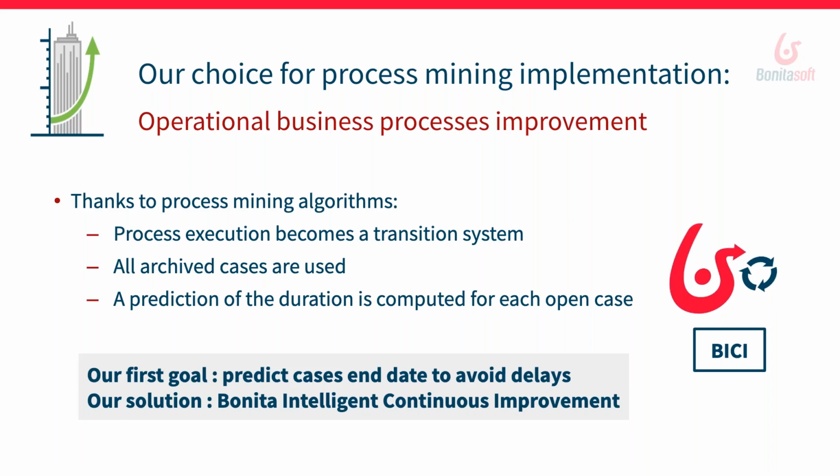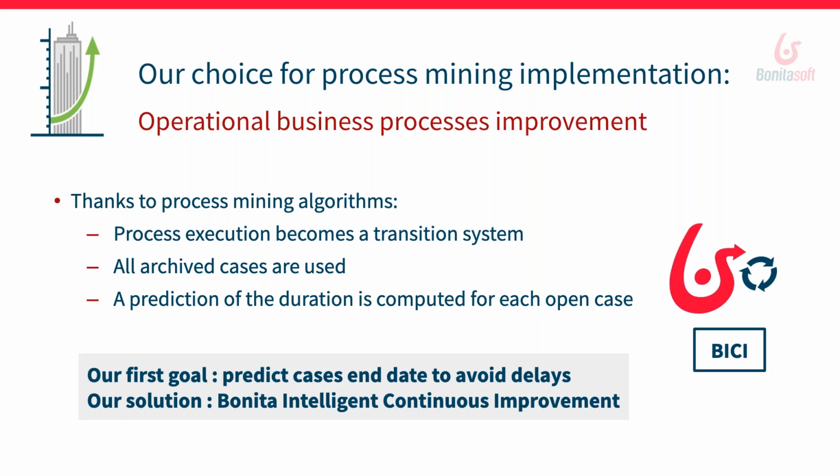So thanks to the process mining algorithm, the process execution will be used as a transition system, which means that you will be able to analyze each step of the process. You can monitor and analyze data on each trace of the process. All archived cases are used. When you execute a case, you have a lot of very useful data, such as gateways, tasks, connectors, actors, assignees, issues, for example if a task is failing, errors, and this data can be collected to help you in making decisions.